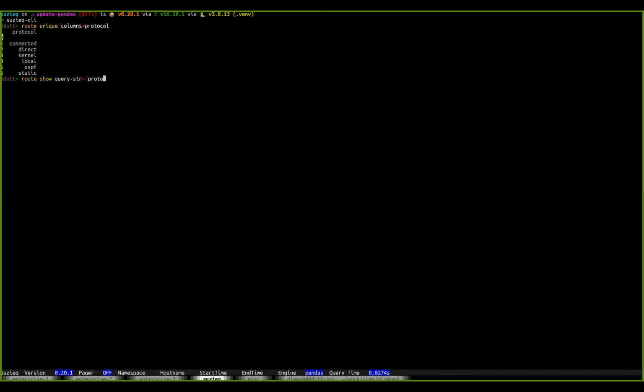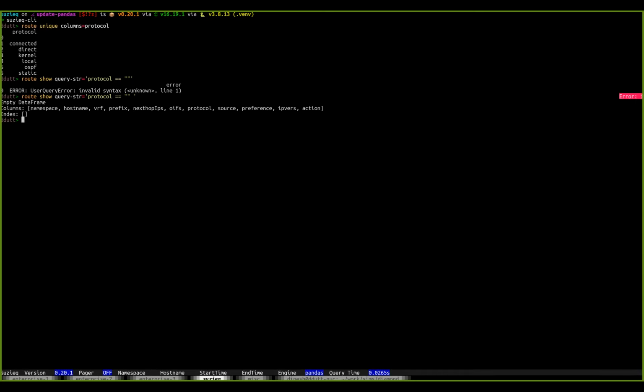So this will tell you what it is. Route show, query string protocol equals blank. User query invalid syntax. Oh, I know what the problem is. That's because of the framework we use, the Nubia CLI. We need to put a blank at the end of it before we close the quotes, otherwise it complains.